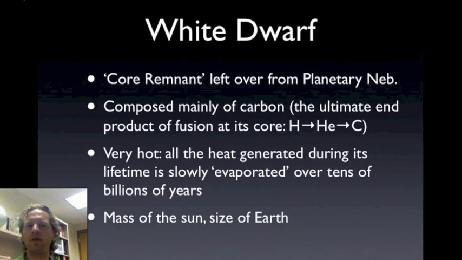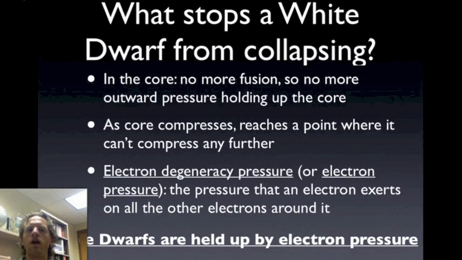It's almost entirely carbon. It's very hot because all of that heat that's been produced during its lifetime is now trapped inside of it. And it's not quite hot enough to fuse carbon into anything heavier. So it just sits there, very hot, slowly evaporating the heat that it's built up over its lifetime, slowly evaporating that away over the course of tens of billions of years. So these things are incredibly long-lived. Once our sun goes into the white dwarf stage, it's going to be there for probably another 80 billion years at least. So really cool objects. But it gets even cooler.